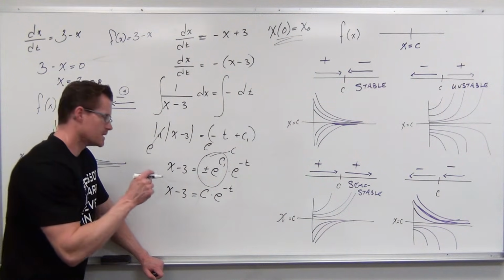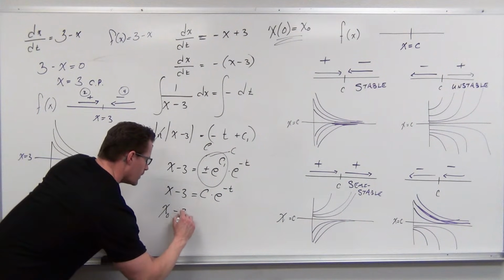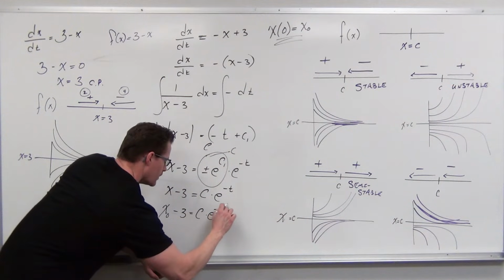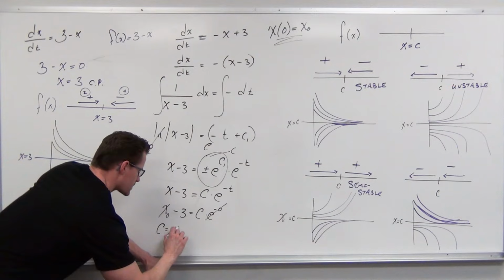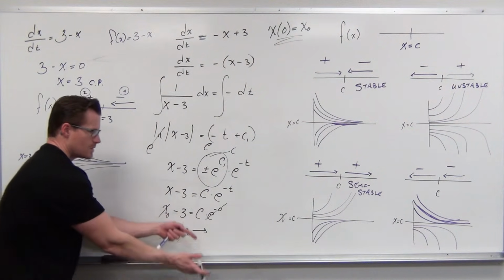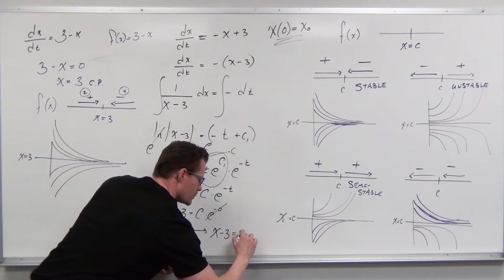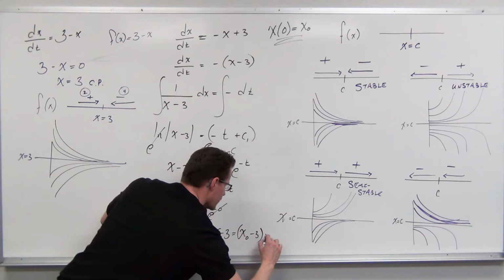When I plug in t equals 0, I get x sub 0. That gives us 1, so our c is x sub 0 minus 3. Now when we substitute that back in right here, that's x minus 3 equals x sub 0 minus 3 times e to the negative t.